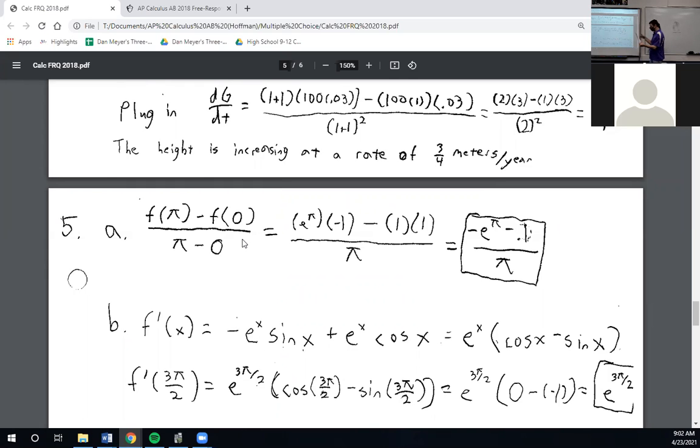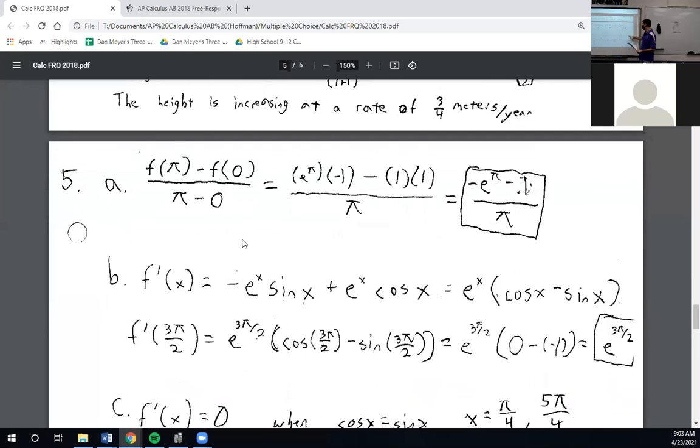Absolute minimum. This is part C. We want to know, I have the derivative in front of me, when this changes from negative to positive, since we want a minimum. We also need to factor in the endpoints since we're on a closed interval. So that's what we're going to do.